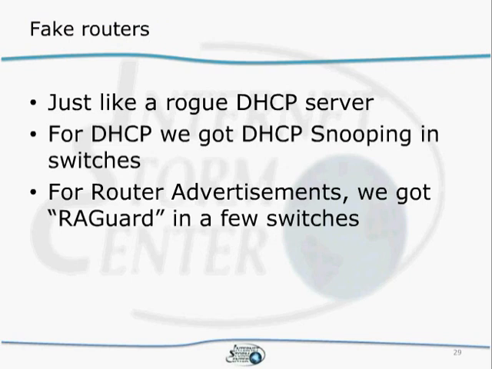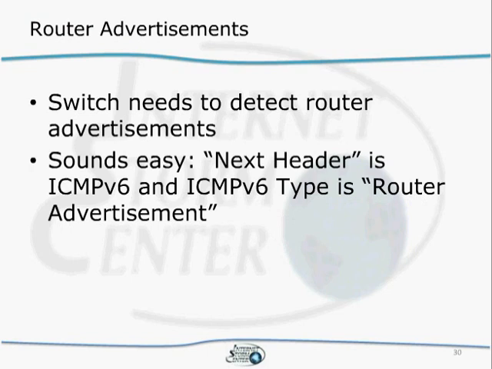If you see another DHCP server, don't allow any DHCP advertisements. On IPv6, we start seeing now a similar feature for router advertisements called RAGuard, or Router Advertisement Guard. Now, in order for this feature to work, the switch has to figure out if a particular packet is a router advertisement.